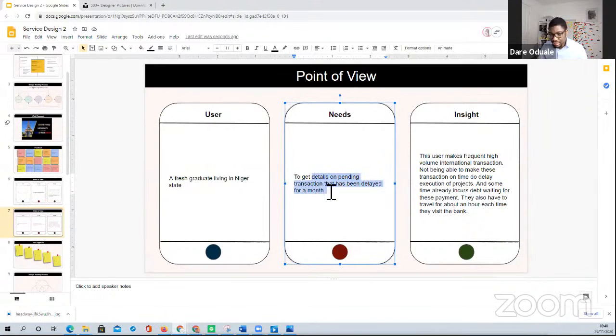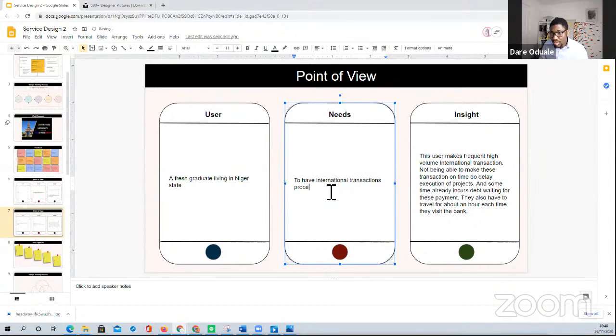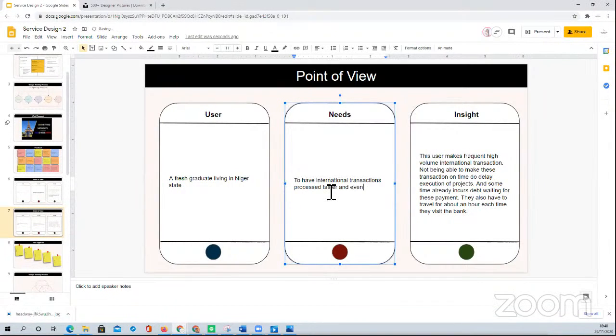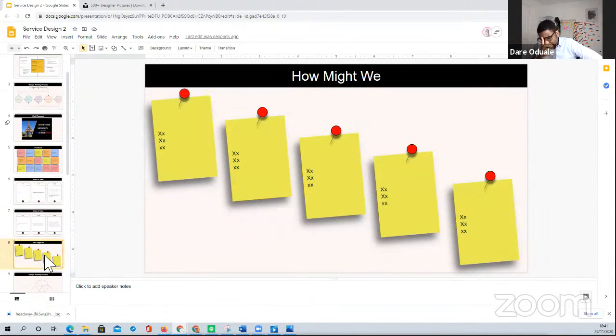So we'll put it together to have international transactions processed faster, and even get access to updates when it is being delayed, because nothing is as frustrating as you're not giving me what you're supposed to give me and you're not even telling me why it's been delayed. So to get access to updates when it's been delayed. So this is two of those things, for instance, now that we can look at.